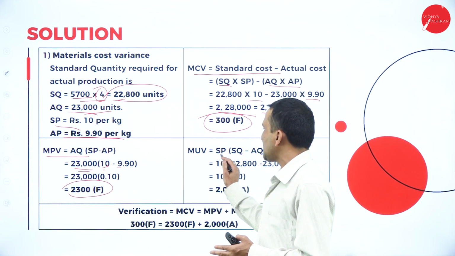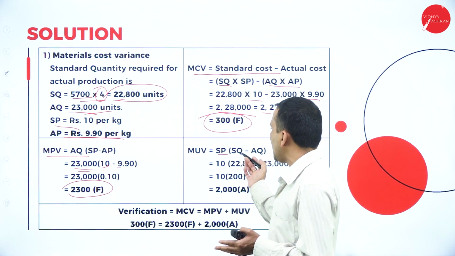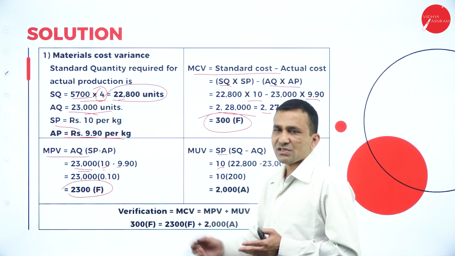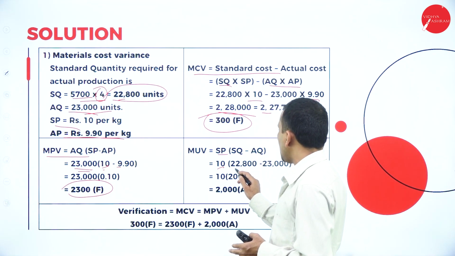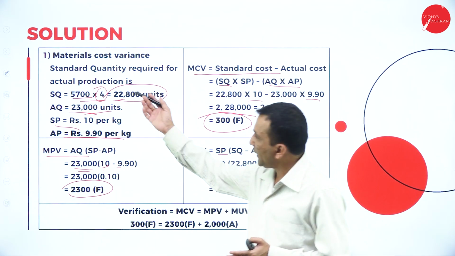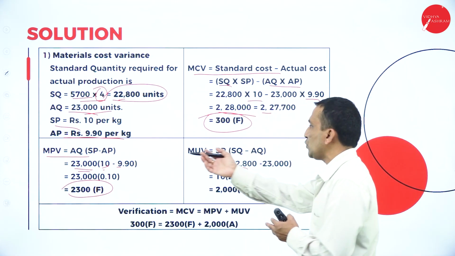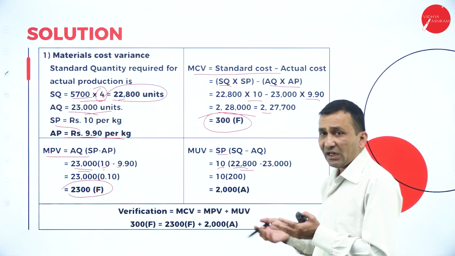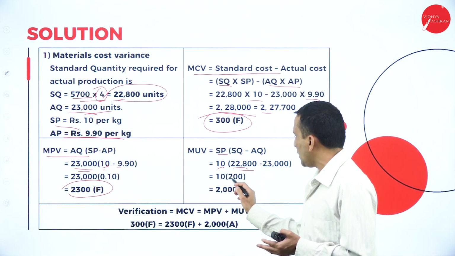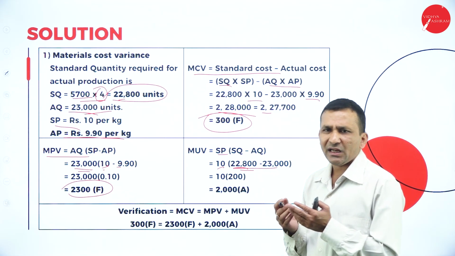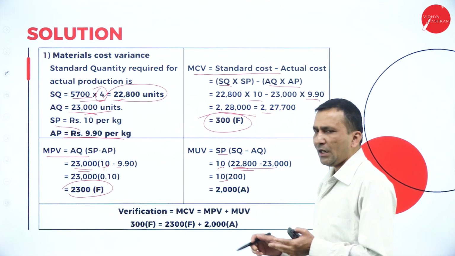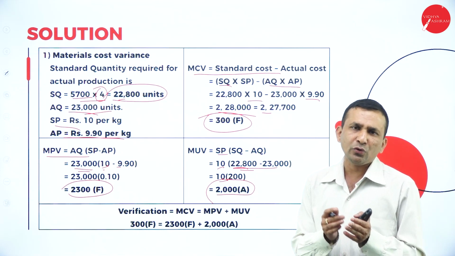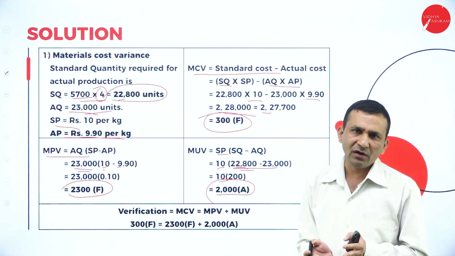Nothing new here, the formula is standard price into standard quantity minus actual quantity. The standard price given in the question is 10. Standard quantity 22,800 we calculated, minus actual quantity 23,000, which gives a negative value. So that 200 is negative. So 10 into 200 gives 2,000, which is negative, no doubt, so it is unfavorable; you have to write it as adverse.